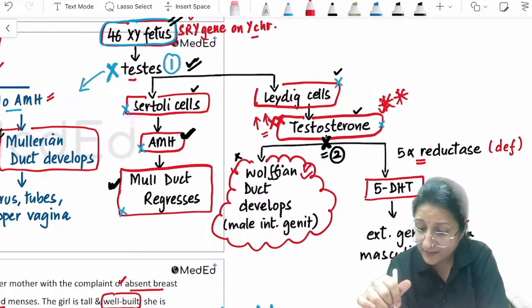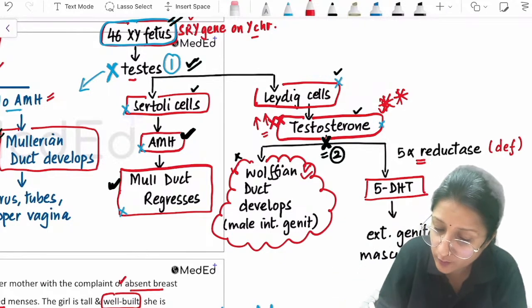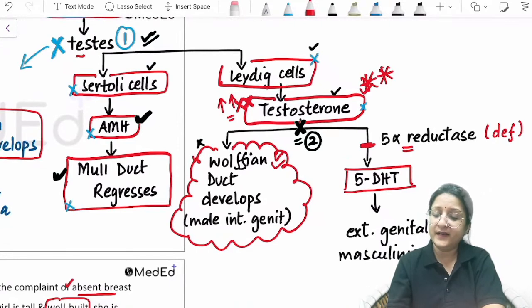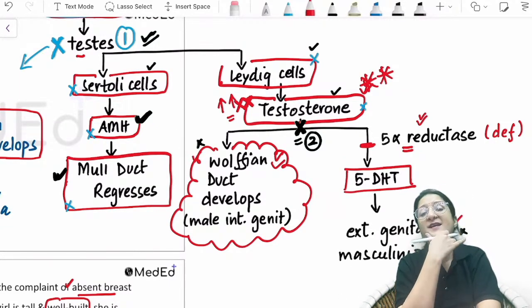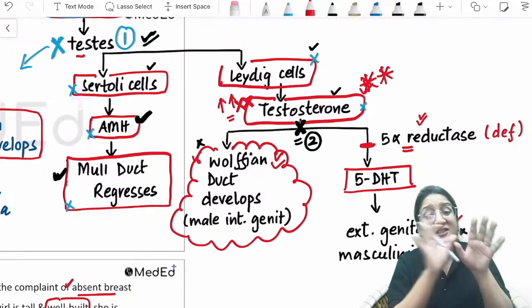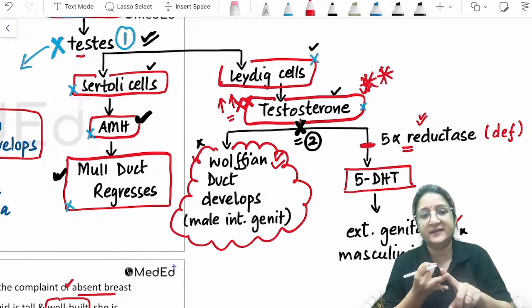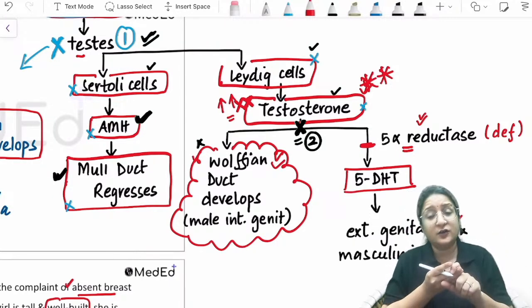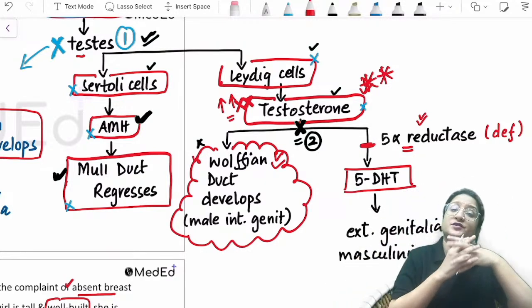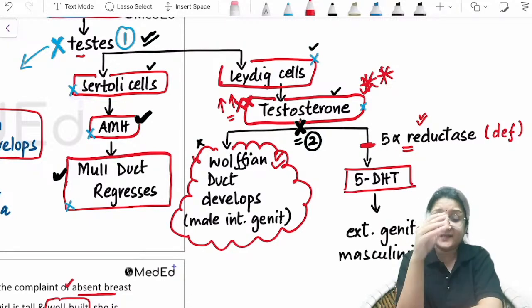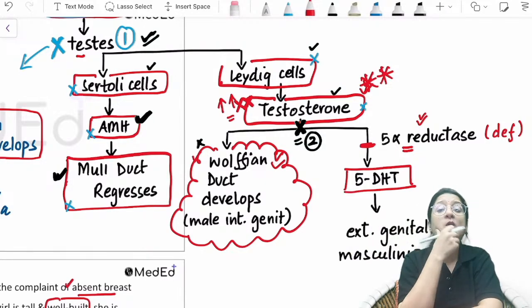Now, the other possibility, like we discussed, could be 5-alpha reductase deficiency. If there is 5-alpha reductase deficiency, what will happen? Everything else will happen fine in a genetic male fetus. Testes there, Sertoli cells there, AMH there, Mullerian duct regresses, Leydig cells are there, testosterone is also there, Wolffian duct also develops, but there is 5-alpha reductase deficiency. So external genitalia does not masculinize. Rest everything inside, there is male internal genitalia and external genitalia is not masculinizing. Born and brought up as female.